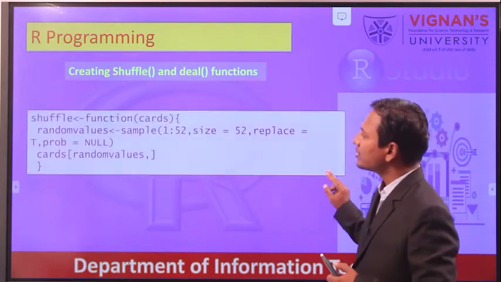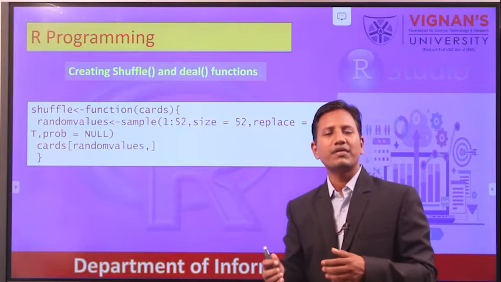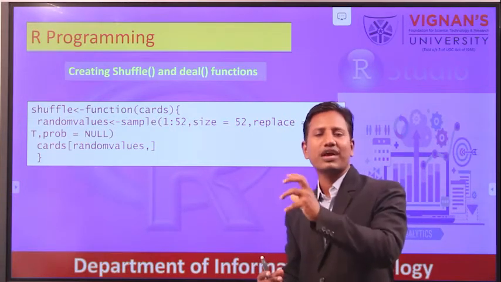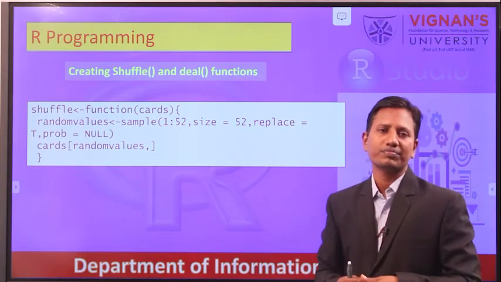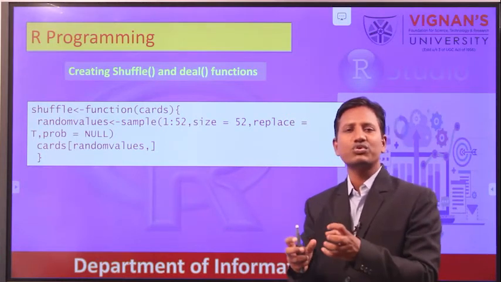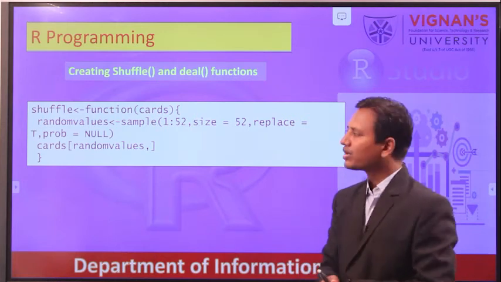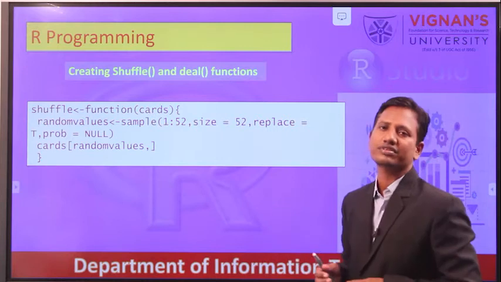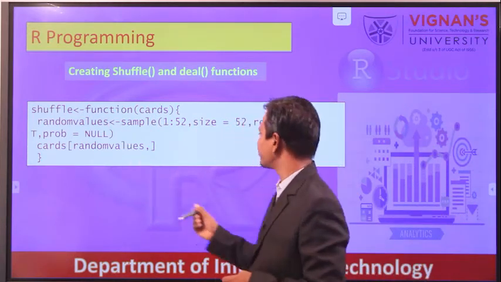Now, we cannot repeat this task every time, using the sample function and passing the values to the cards data frame. Instead of doing this, if we put these things into a function, then it is going to be better. So here we will see how we can put these things into a function. Here we are writing a function called shuffle.